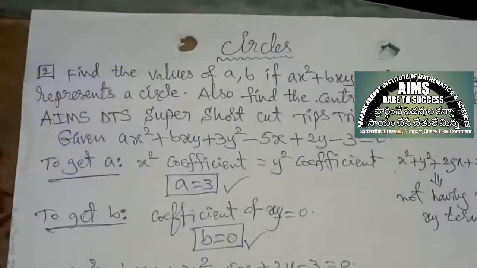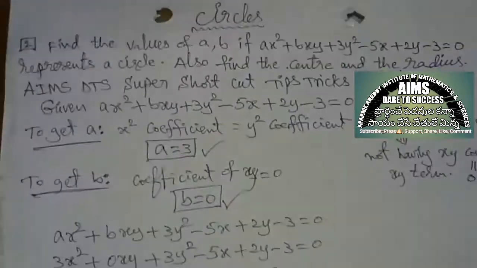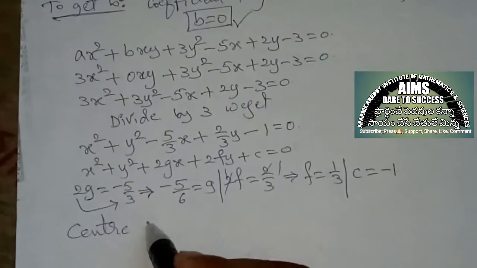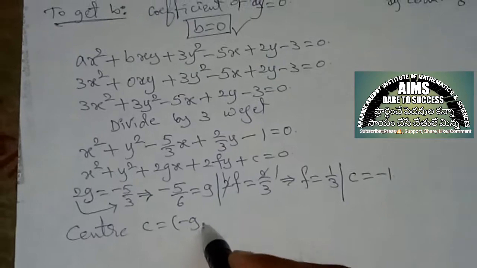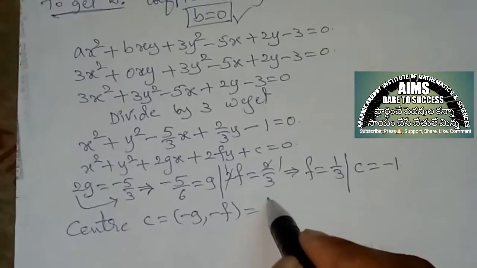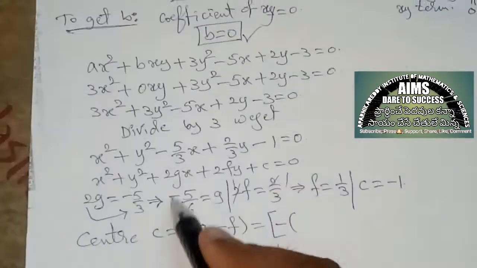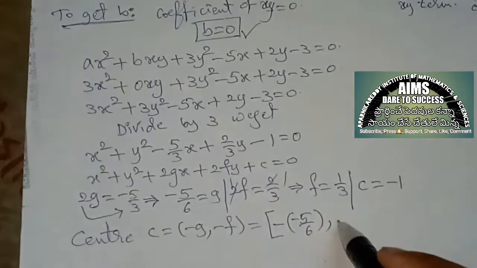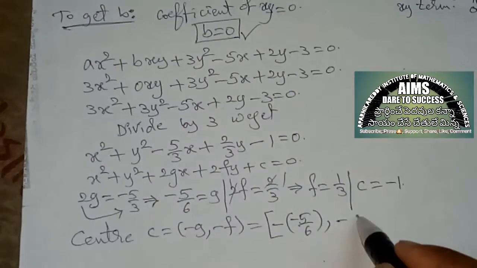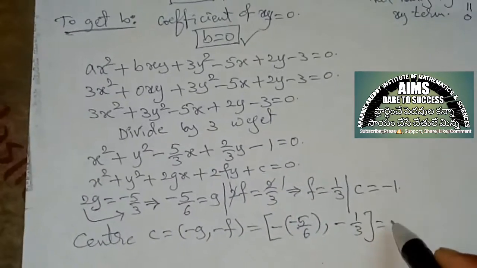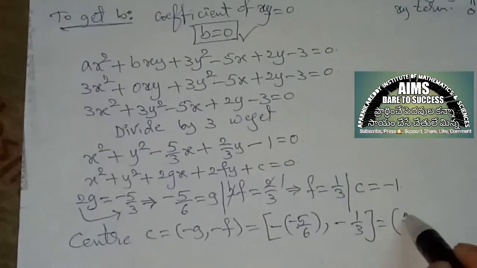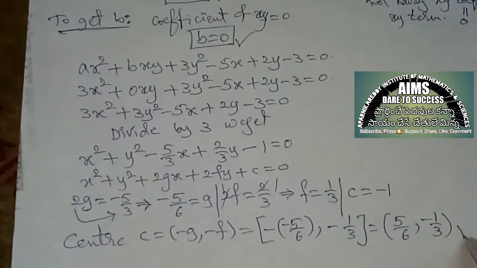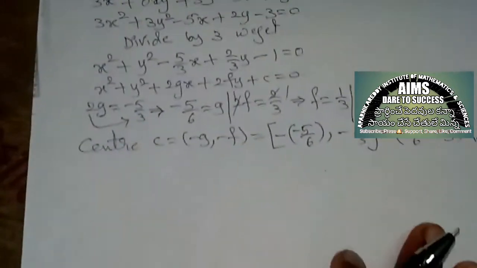Next, what shall we find? Center and radius. I already told you previously, the center of the circle is minus g comma minus f, which is equal to minus g value, minus 5 by 6, so minus into minus is plus 5 by 6, comma minus f value, minus 1 by 3. So plus 5 by 6 comma minus 1 by 3 is the center of the circle.